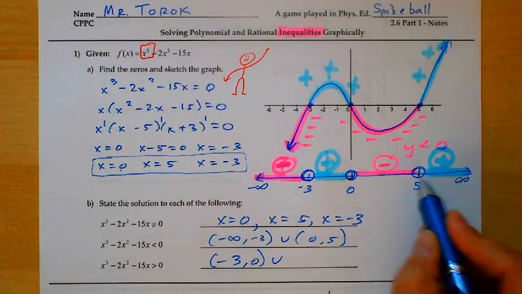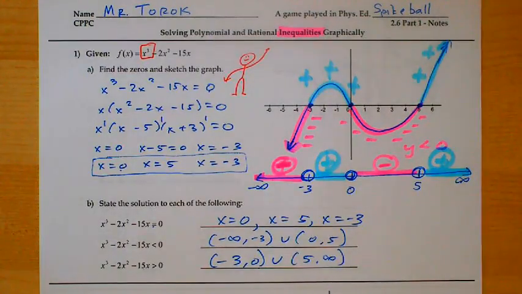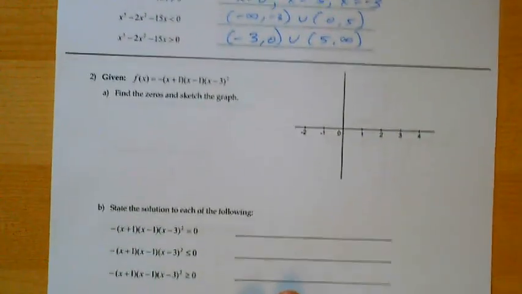And the other region lives over there. So we have used the graph to determine each solution: equal to 0, less than 0, greater than 0. So I'd like to try a couple more with you here and maybe go a little bit more quickly through each. Let's examine number 2.